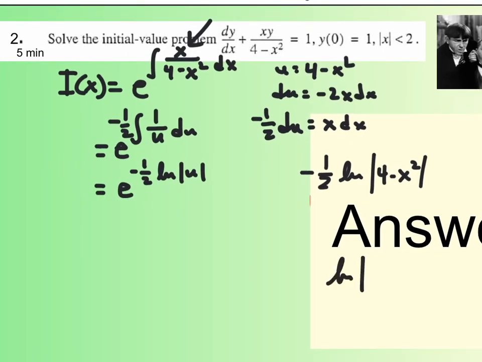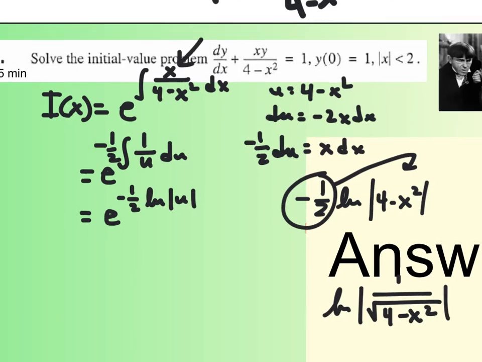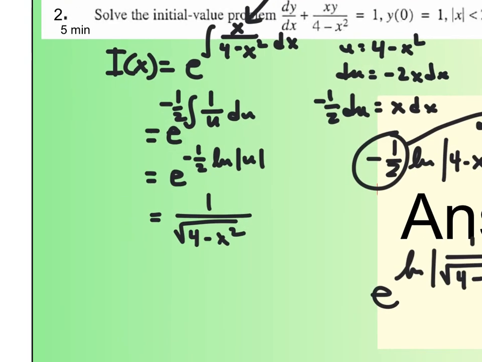That would be the following, right? If I brought this negative 1/2 up as an exponent, it would flip it and put it in a square root. Oh, look at that. Okay, so e to the natural log of that is just that. So it'd be 1 over the square root of 4 minus x squared. That's going to be I of x.